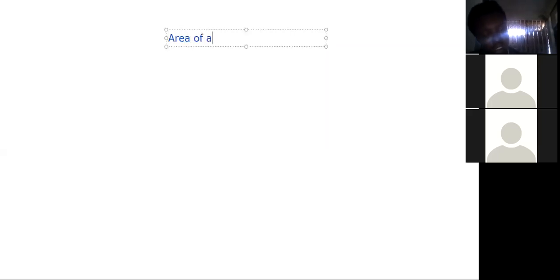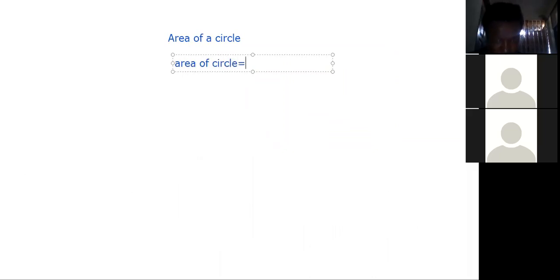We are talking about the area of a circle. This you already know. The area of a circle is equal to pi r squared. That's the area of a circle. So the area of a semicircle will be half that of the full circle.